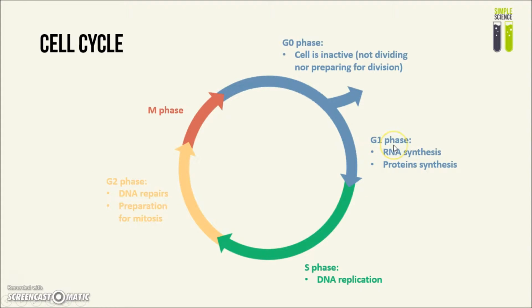During the G1 phase, RNA and protein synthesis occur. During the S phase, DNA replication occurs, and during the G2 phase, DNA repairs itself, and the cell prepares itself for mitosis. It is also possible for a G0 phase to occur. This is when the cell is inactive, which means that it is not dividing nor preparing for division.